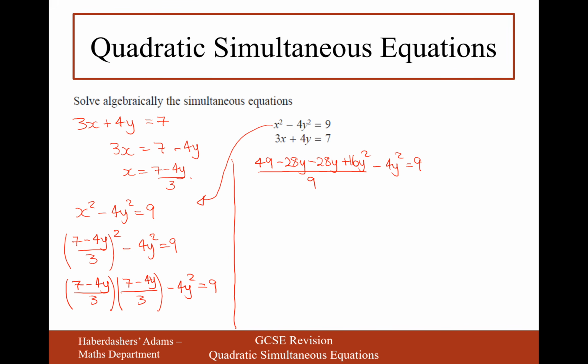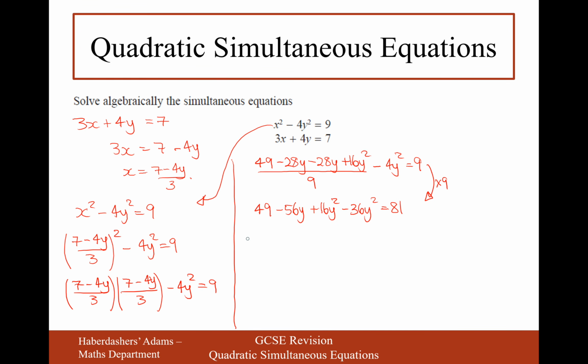Now the easiest thing to do will be to multiply everything by 9. So 49 divided by 9 times 9 is 49. I can group these two bits together, so that would be minus 56y and plus 16y². From this line to this line I'm multiplying by 9, but nothing happened to these bits because they were being divided by 9, so it's just cancelled out the fraction. But then all of the other bits need to be multiplied by 9 as well, so that would be 36y² and equals 81. At least we've now got it all on one line.